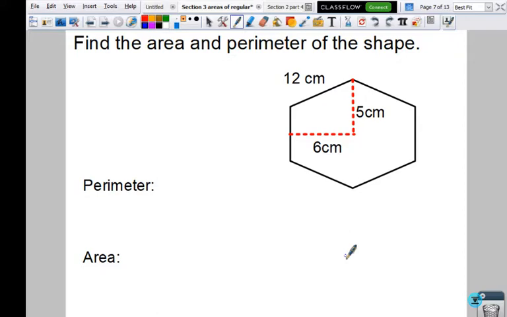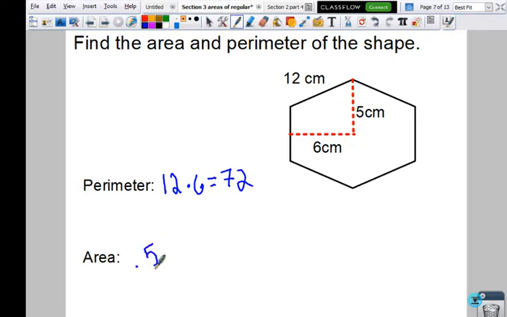Alright, we're going to find the area and perimeter of this shape. On this one, I need to find my perimeter first. So I've got 1, 2, 3, 4, 5, 6 sides. One side is 12. 12 times 6 is 72.